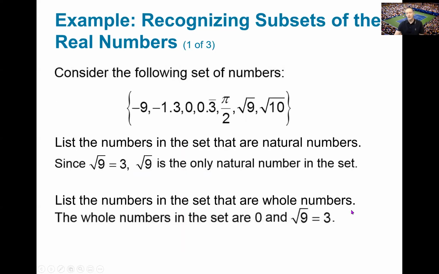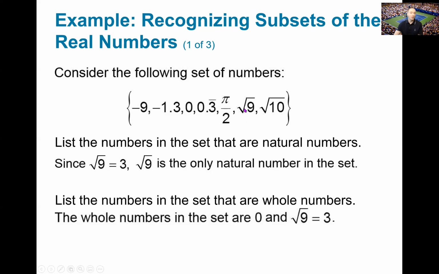Okay, so now if I ask you to consider the following set of numbers: -9, -1.3, 0, 0.3 repeating, pi over 2, square root of 9, and the square root of 10. I'm asking you to list the numbers in the set that are natural numbers. You say, well, it has to be whole numbers that start at 1. So clearly the first two cannot be natural numbers because they're negative. The third one cannot be because it's 0. The next one cannot be because it's not a whole number. Pi over 2 isn't because it's like 1.57. The square root of 9, ooh, square root of 9 is 3. Ding, ding, ding.